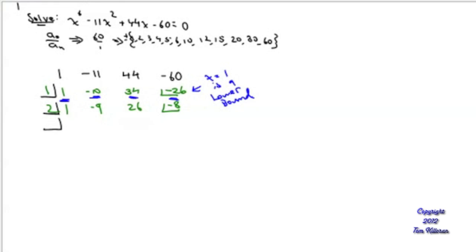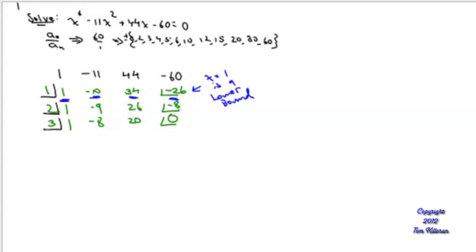Next number? 3. So if I take 3 times 1 is 3. 3 minus 11 is negative 8. Oh, look, they're decreasing by 1. 3 times negative 8 is negative 24. Negative 24 plus 44 is 20. 3 times 20 is 60. 60 minus 60 is 0. That's a good job right there. Sometimes they come quick. Sometimes they take a little effort on your part. But this gives me some information.